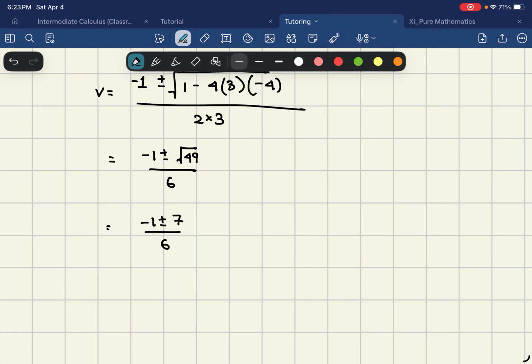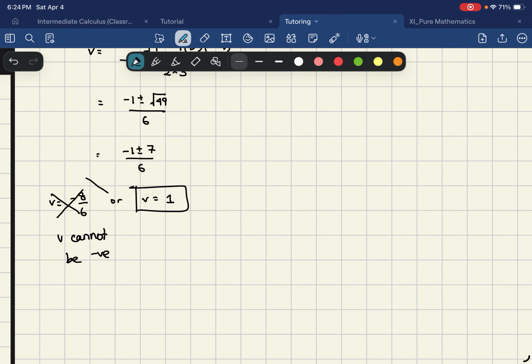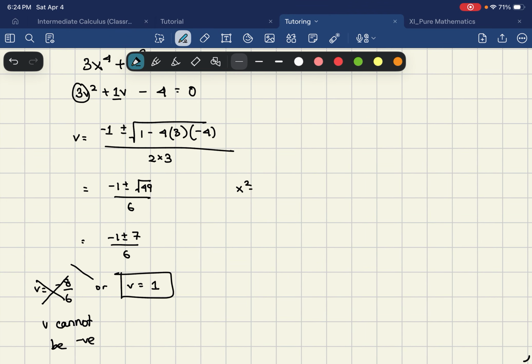Now v is bigger than or equal to 0. So if you solve this, you actually get negative 8 over 6, or v is equal to 1, right? But you have to reject the negative, because v cannot be negative. So v is equal to 1 is the only possible answer. So x squared is equal to 1 and x is equal to plus or minus 1, because negative 1 squared is 1 and positive 1 squared is also 1.